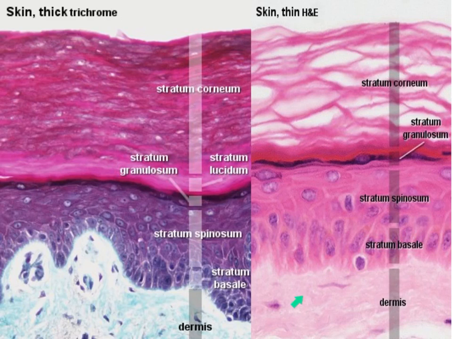One additional view just to see the difference in staining: stratum granulosum, spinosum, basale. We can see the dermis here. This one right here is missing the lucidum, so it would have the corneum.